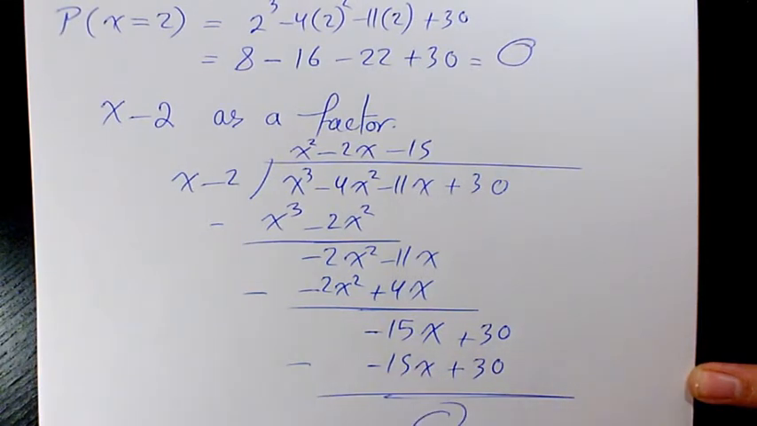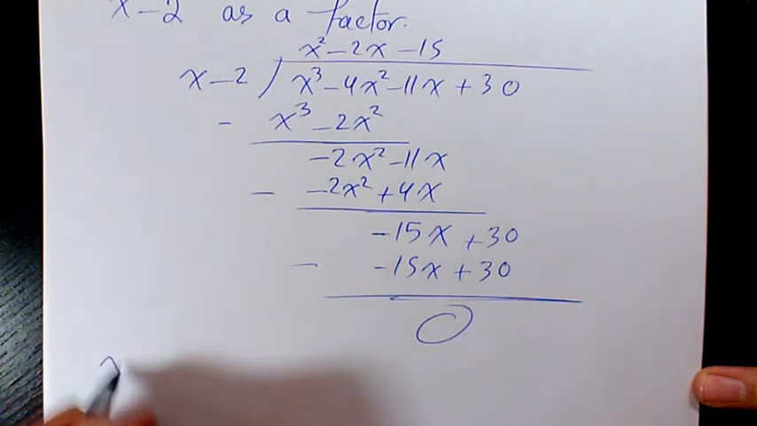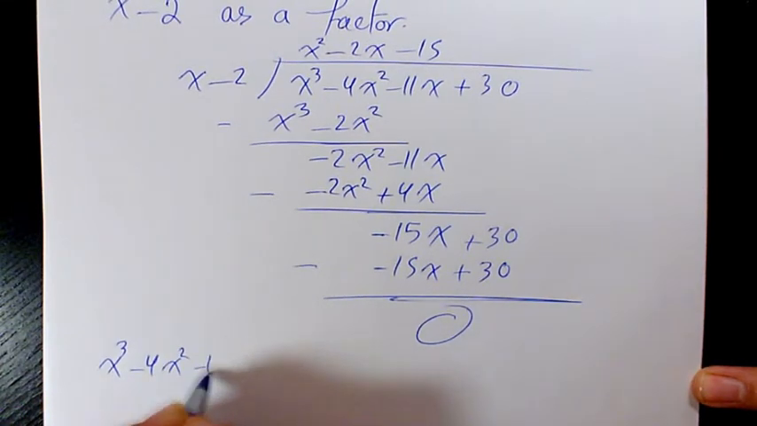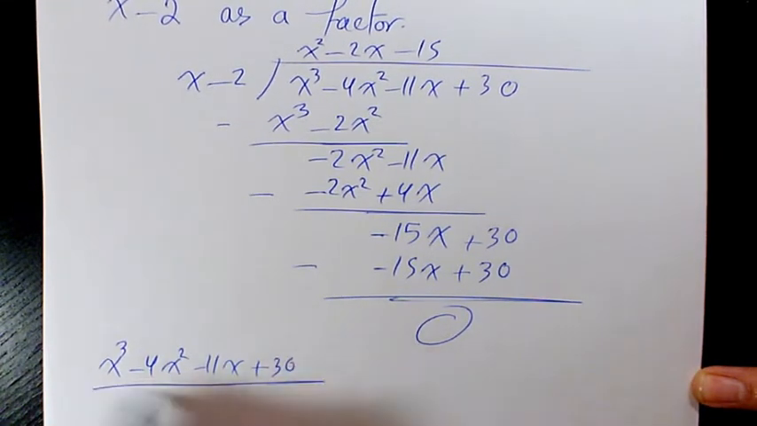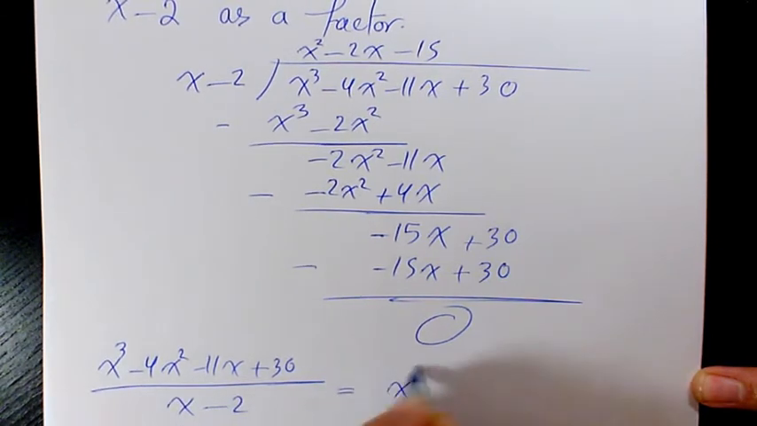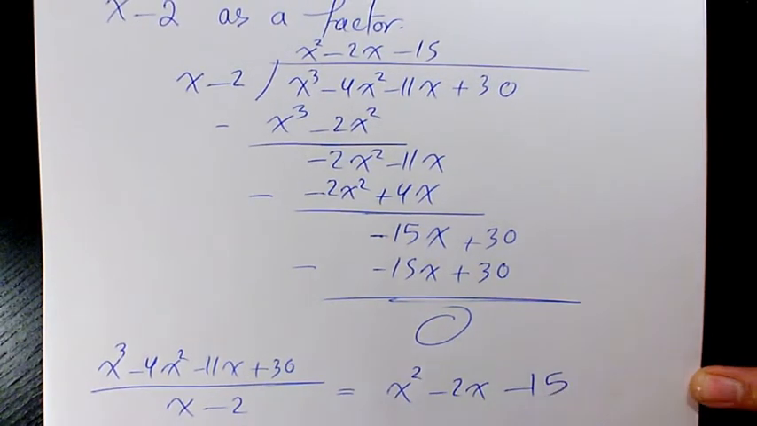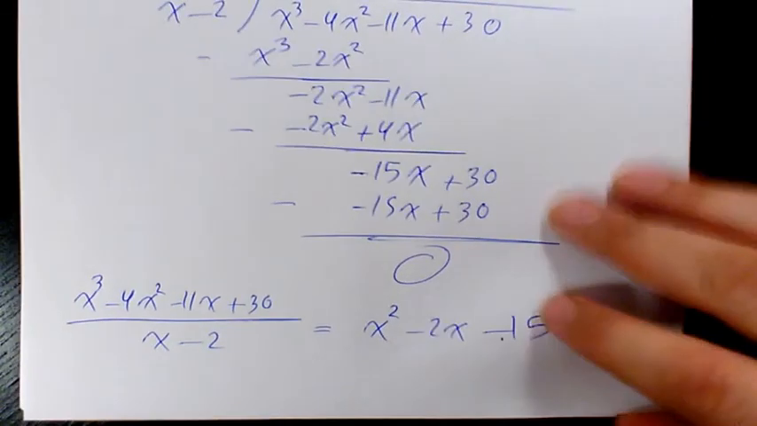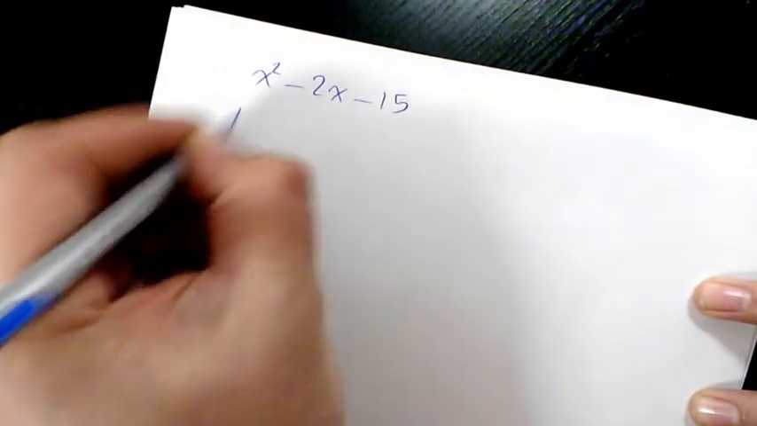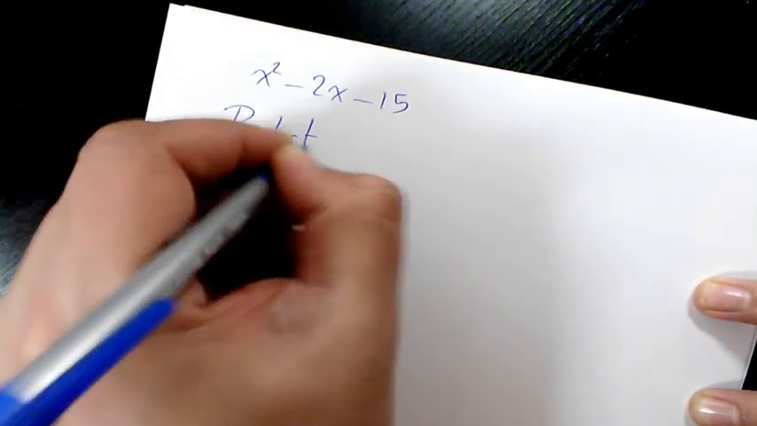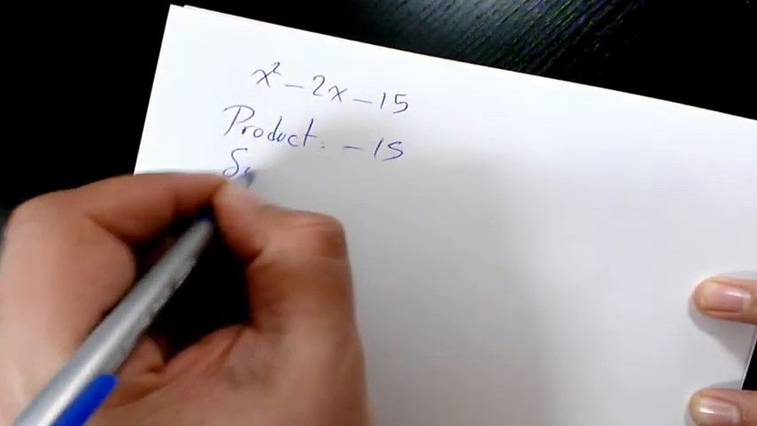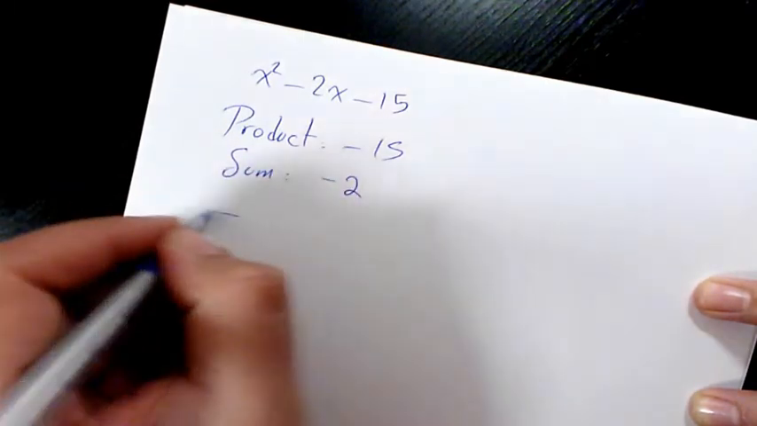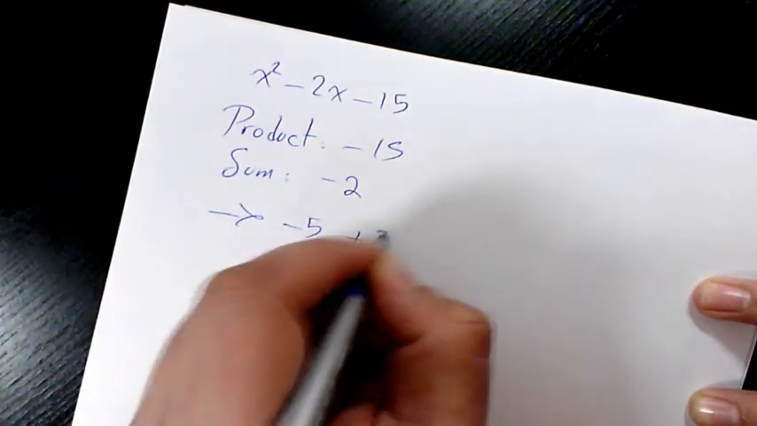When you subtract it, it's going to be 0. So x cubed minus 4x squared minus 11x plus 30 divided by x minus 2 equals x squared minus 2x minus 15. Now, we can factor this quadratic expression, x squared minus 2x minus 15. We are looking for two numbers that multiply to negative 15 and sum to negative 2.